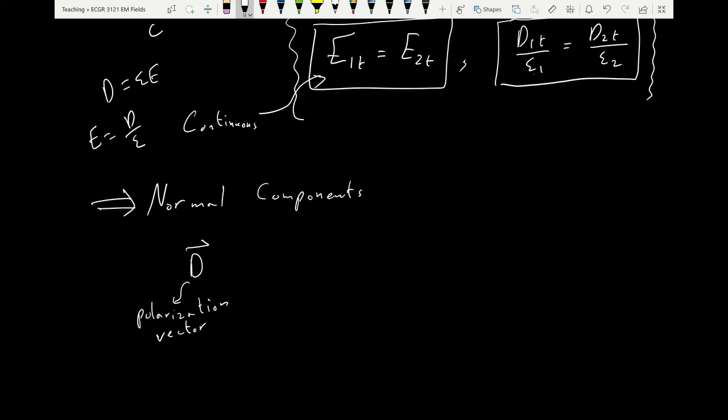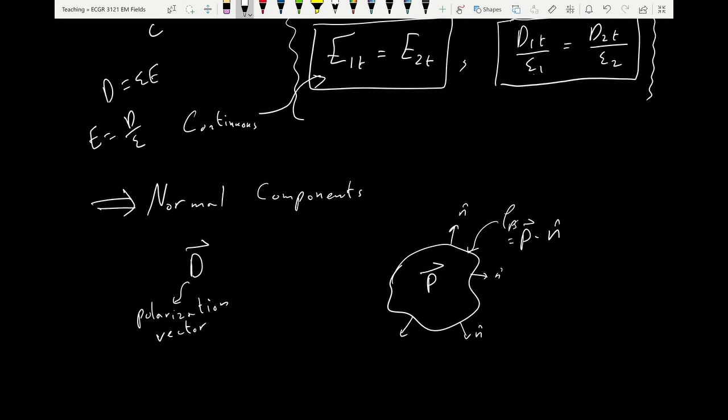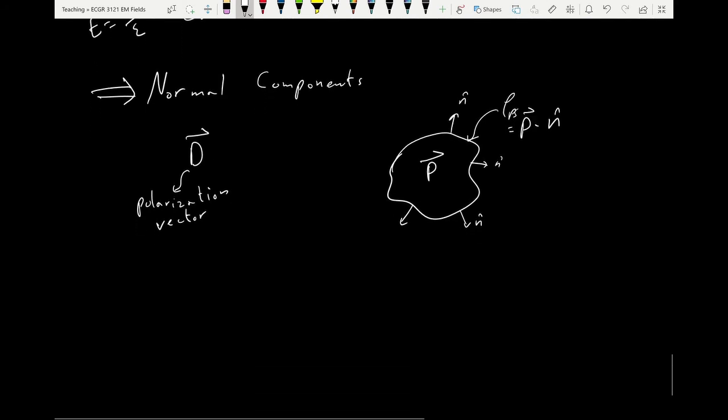And remember we got the result that if you have any material with some polarization in it, I can deduce what the surface charge density is going to be on the boundary of the material. I take the normal on the interface, on the boundary of the material, and the charge density rho PS due to polarization is just going to be P dot n hat. So we obtained this result in the past, and I'm going to use this result.